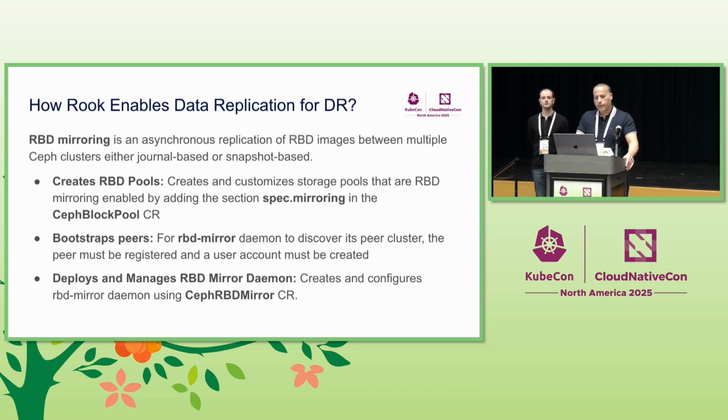Okay, so how does Rook enable data replication for DR? RBD mirroring is a daemon that, when mirroring is enabled and this daemon is created, syncs data from one cluster to the other cluster. So the first thing Rook does is create the RBD pool, enable mirroring, and then bootstrap the peers. And then finally it creates this daemon that does the data replication.